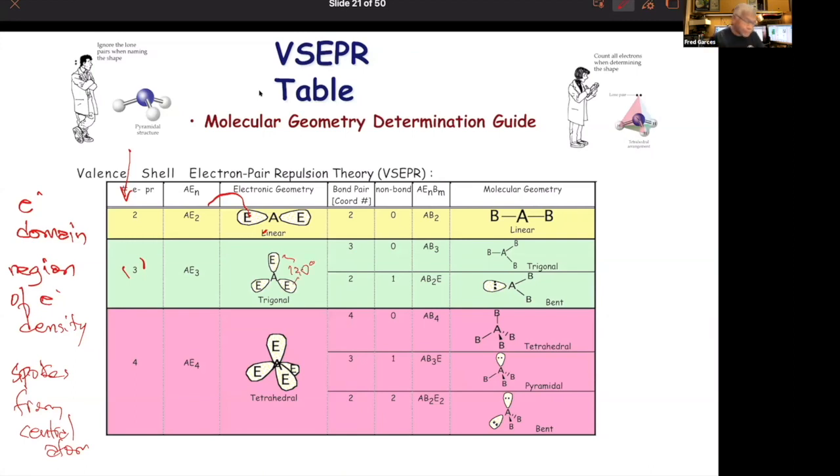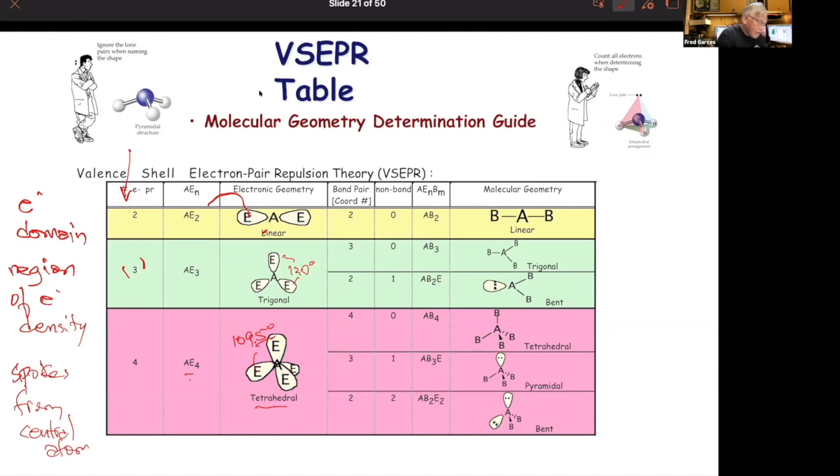Trigonal planar. And when we have 4, then we have to use the 4th dimension. This is called tetrahedral. We call that AB4. And this is about 109.5 degrees, that angle. But that's not the molecular geometry. That's just the skeleton, the electronic geometry. The molecular geometry depends on the atoms that are in your structure.